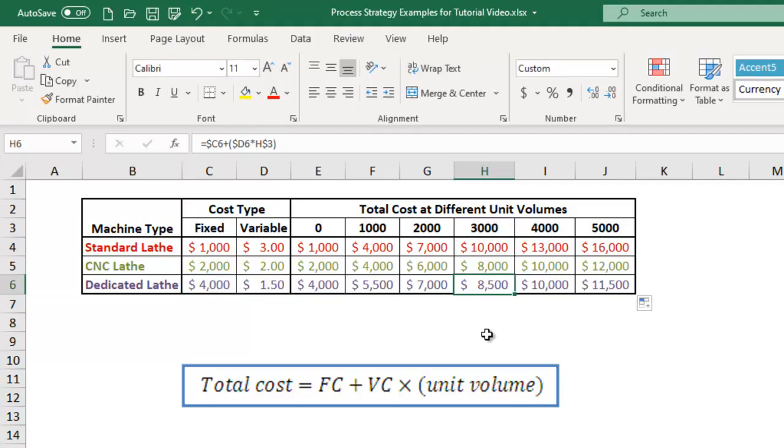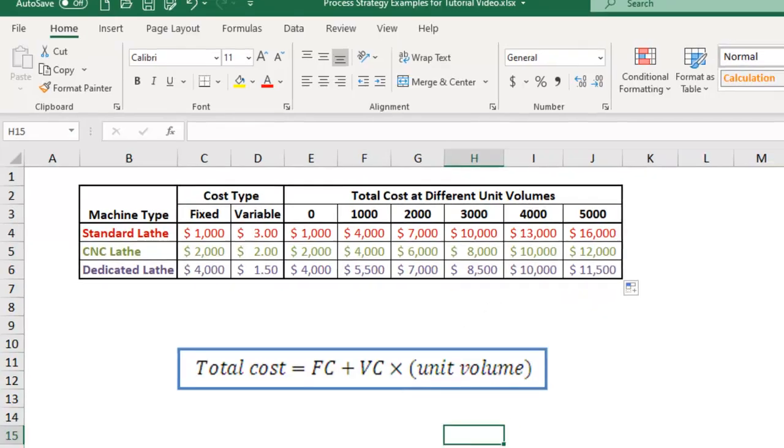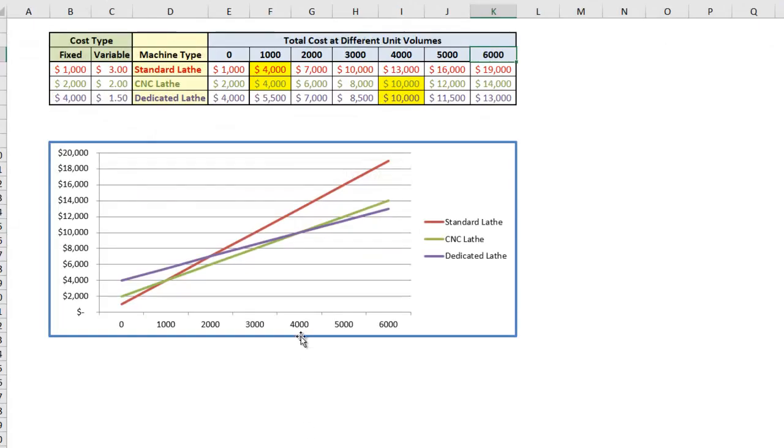So we just did this little spot check to make sure our formulas copied correctly, and it looks like they have. So as we look at this table, notice that at a volume of 1,000 units we get the same total cost for the first two options, namely $4,000. Likewise, at a unit volume of 4,000 units, we get the same total cost for the second and third options. Now, if we graph these results, we can see conceptually what is happening. And what this graph tells us is that the lowest cost is the lowest line throughout the range of volume.